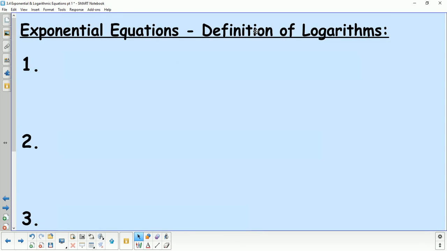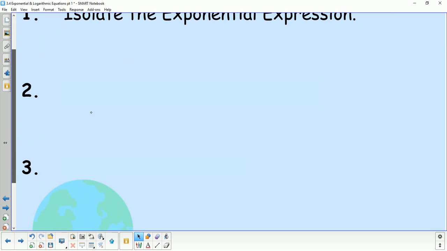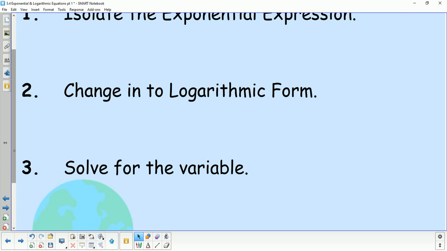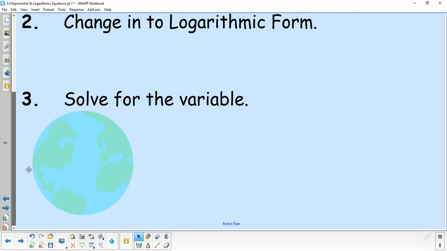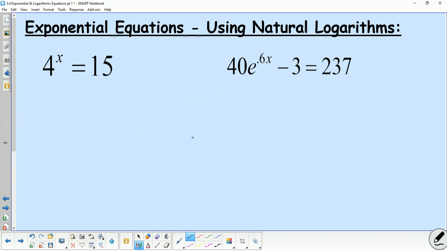Okay, the last way is the definition of log. So we're going to start the same way, isolate the exponential expressions, and then we're going to change into log form. So remember, everything that is in exponential form has an equivalent log form. So we're going to change from our exponential form to our log form, and then we're going to solve for the variable. And again, same idea on step 4 here. Check your solution.